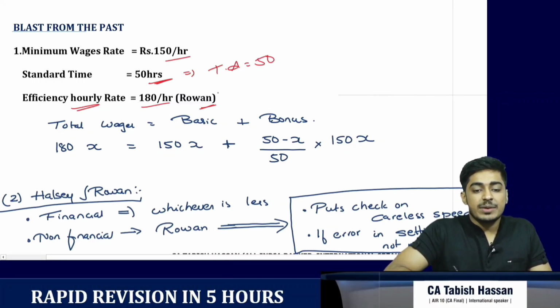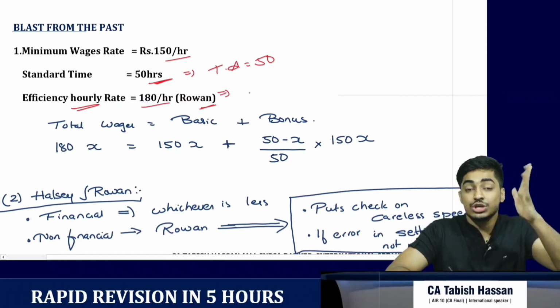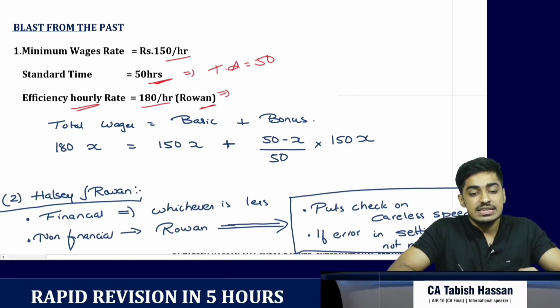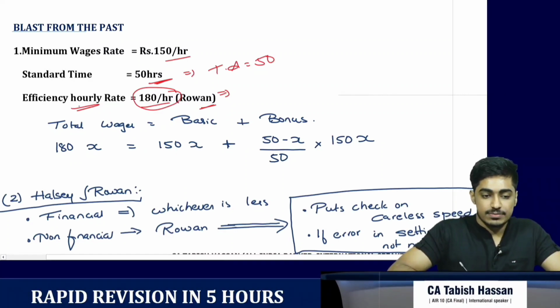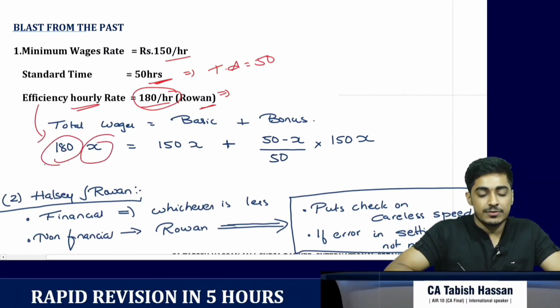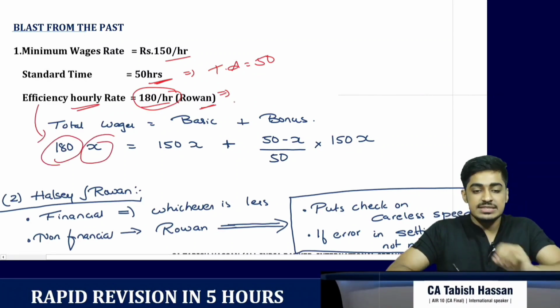Okay, so what happened is he was efficient, so he got a bonus. Based on the bonus, his effective hourly rate has increased. Now the question is asking, what are the hours he has worked? Effective hourly rate is the rate per hour into the number of hours worked. We are taking the number of hours worked as X.